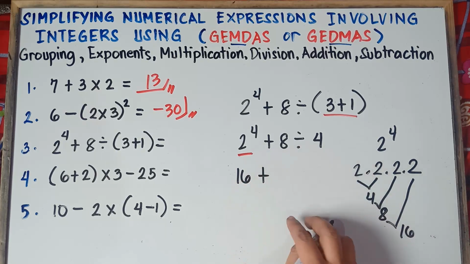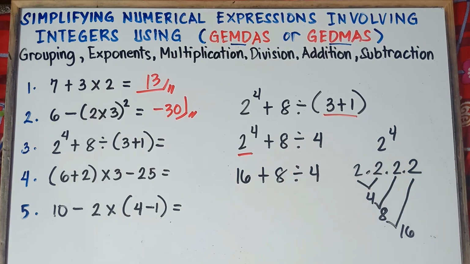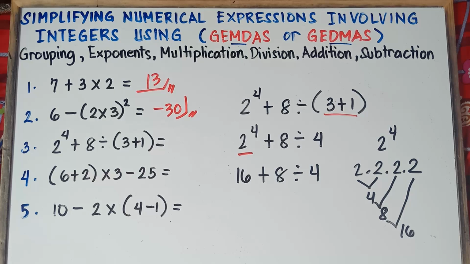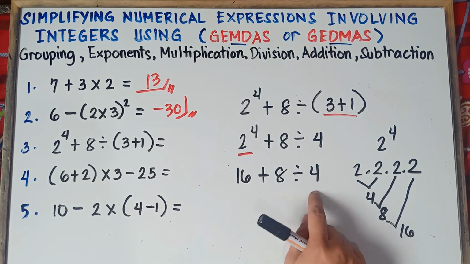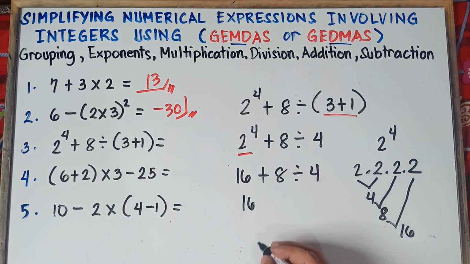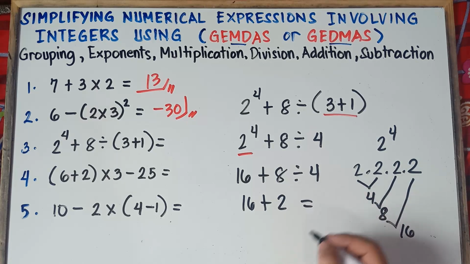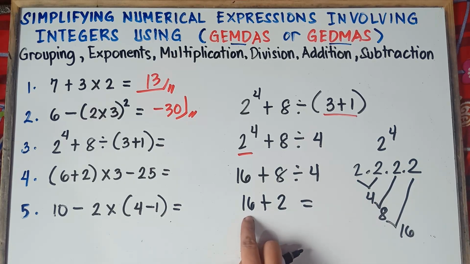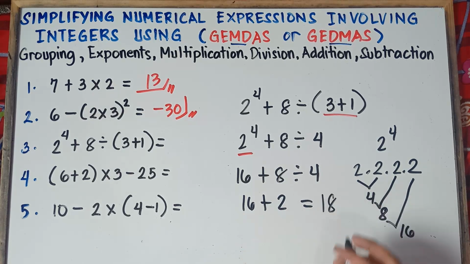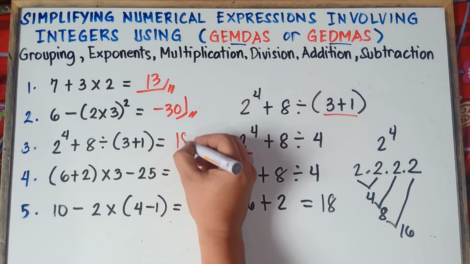Copy plus sign. Copy 8. And then copy divide 4. Alright, and then simplify this one first. Once again, division comes first before addition. Copy 16. Copy plus sign. 8 divided by 4, that would be 2. And then simply add 16 plus 2, that would be 18. So therefore, class, the answer with regards to example number 3 would be 18.